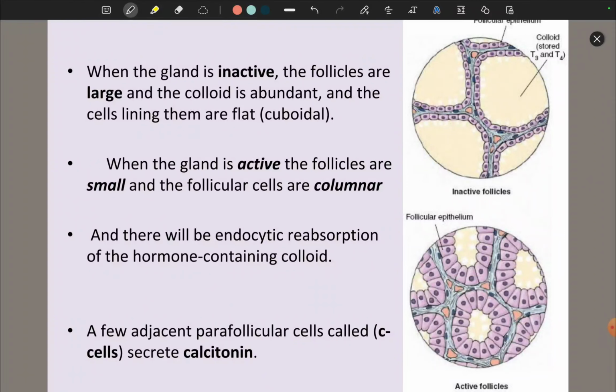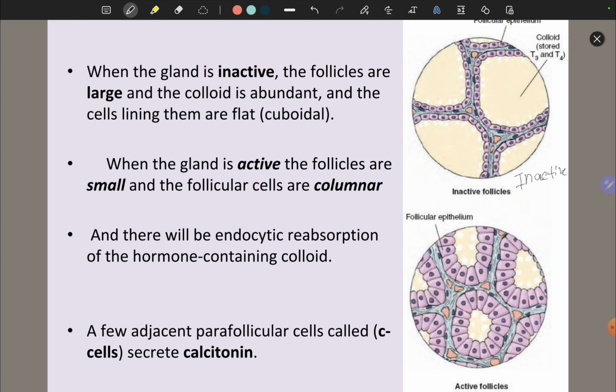Why are the follicles small if the gland is active? Because they reabsorb the colloid. What does active mean? It means stimulated by something, or some factor, to release its content, to release thyroid hormone. So when they become stimulated, they become active. When they become active, they reabsorb this colloid, this thyroid hormone, to inside the cell. Is it inactive or active? Inactive. But this one is active. The follicles, although they are small, are active because they reabsorb most of the colloid content into the inside of the cell.